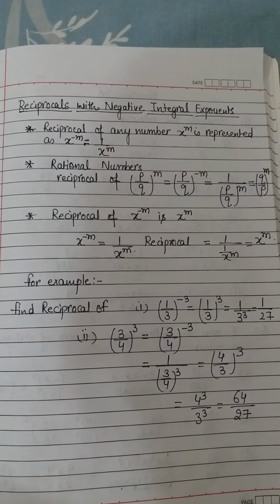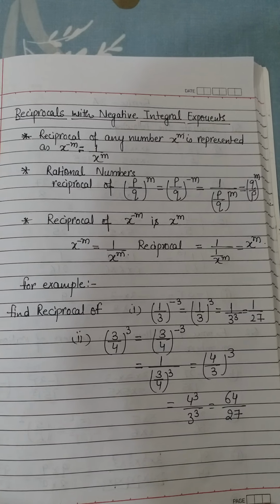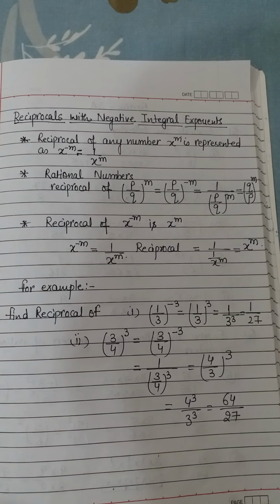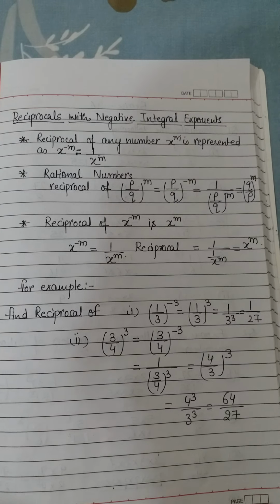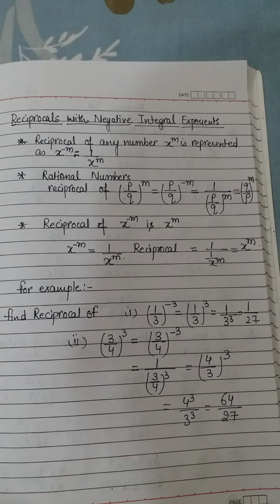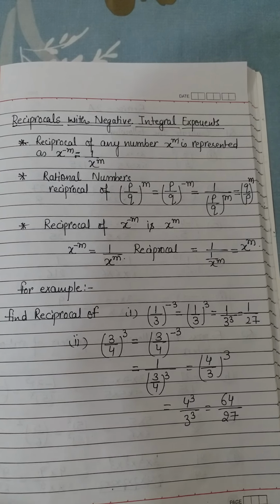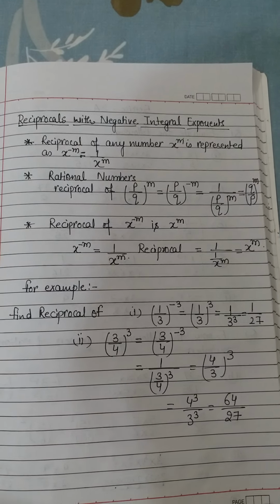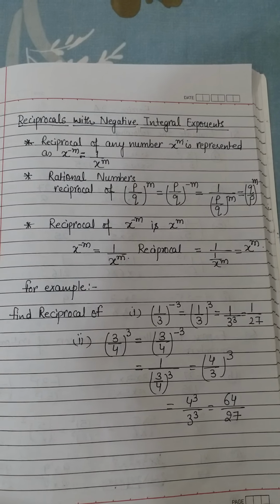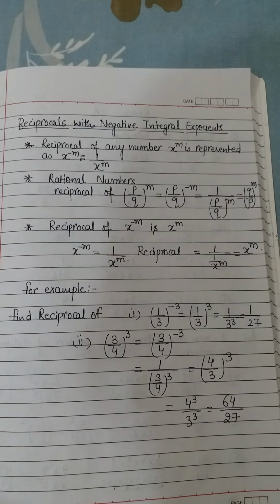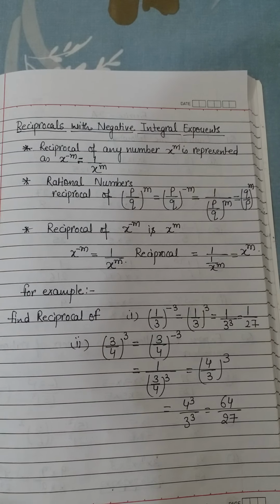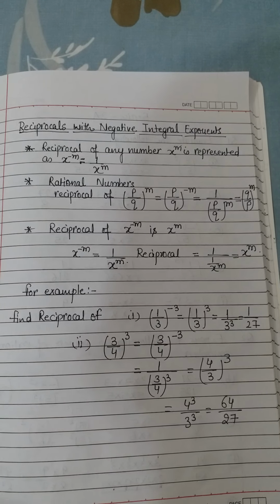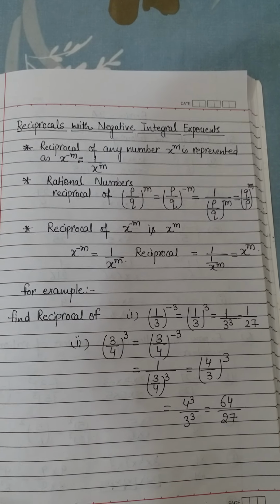So what is the reciprocal of a rational number? If we have p by q raised to the power m, we can write it as either p by q whole raised to the power minus m or q by p whole raised to the power m. We can take the reciprocal of p by q and it will give us q by p whole raised to the power m. Now, what is the reciprocal of x raised to the power minus m? If we already have a number whose power is negative, then its reciprocal has positive power. So, x raised to the power minus m, the reciprocal is x raised to the power m.